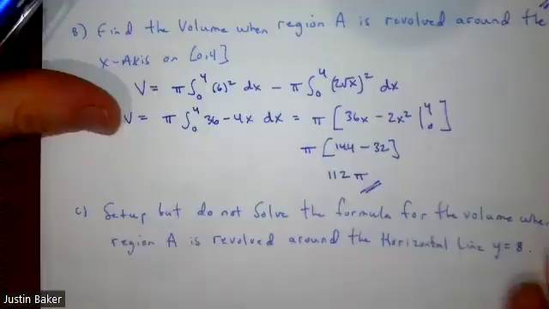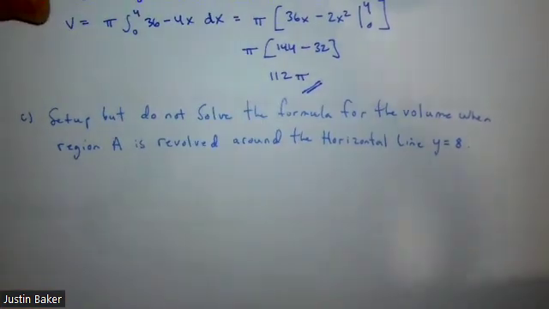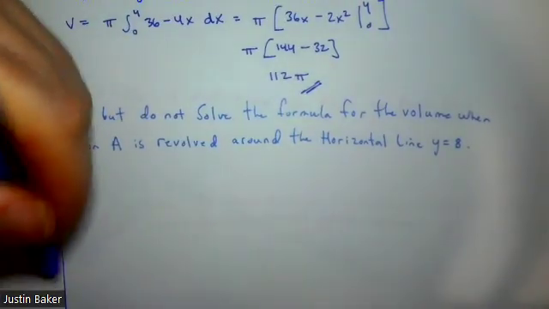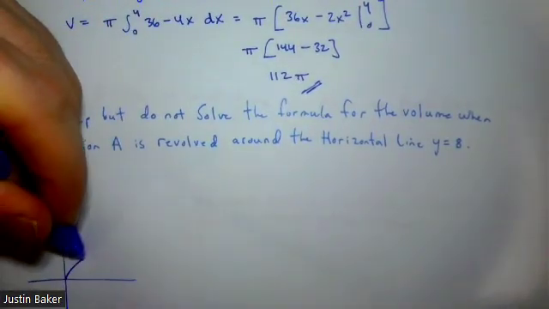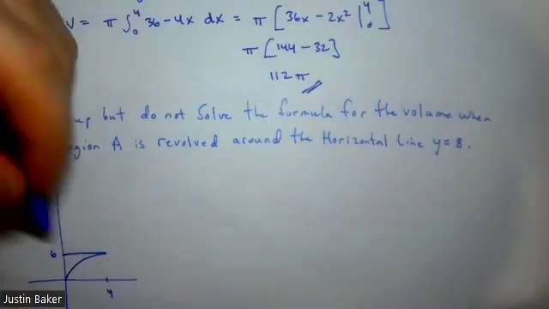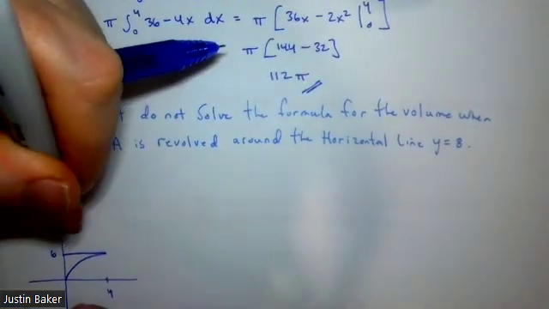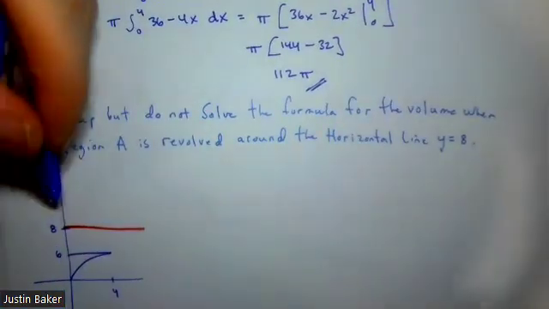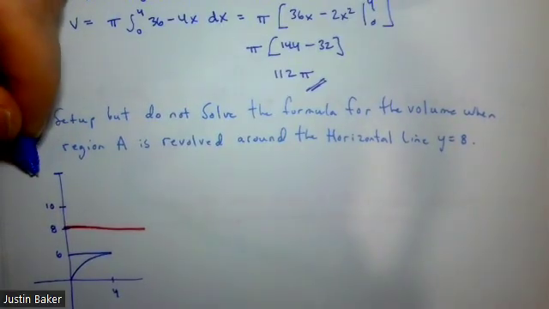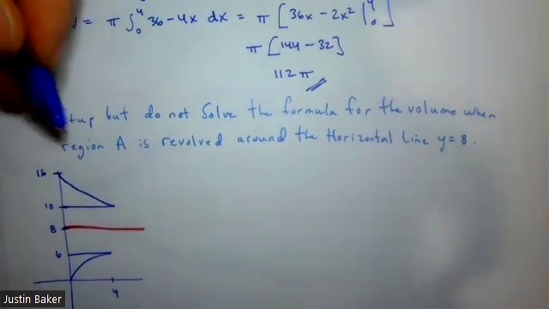Okay. Set up but do not solve a formula for the volume when region A is revolved around y equals 8. So we make a little visual on this to the best we can. Here's this, it goes from 0 to 4. This is up to 6, and at 8, we want to now have this new line that we are revolving around. If we draw this symmetrically, that's a gap of 2, and that would be a gap of 6. So we would have something that would look like that.